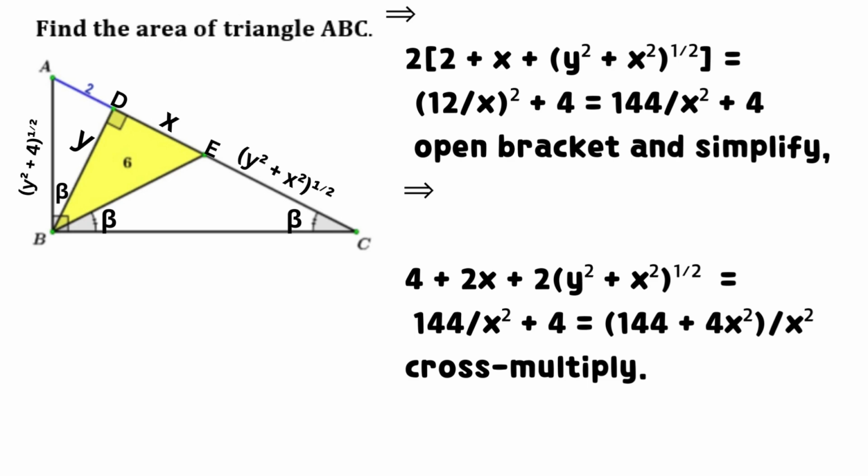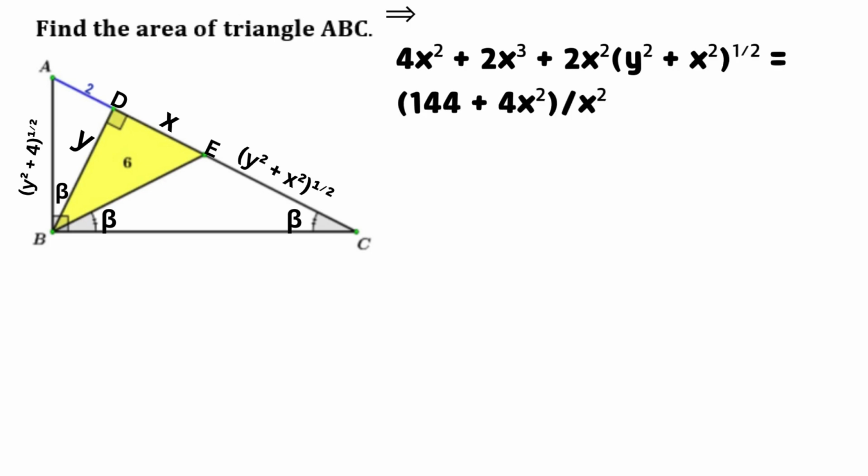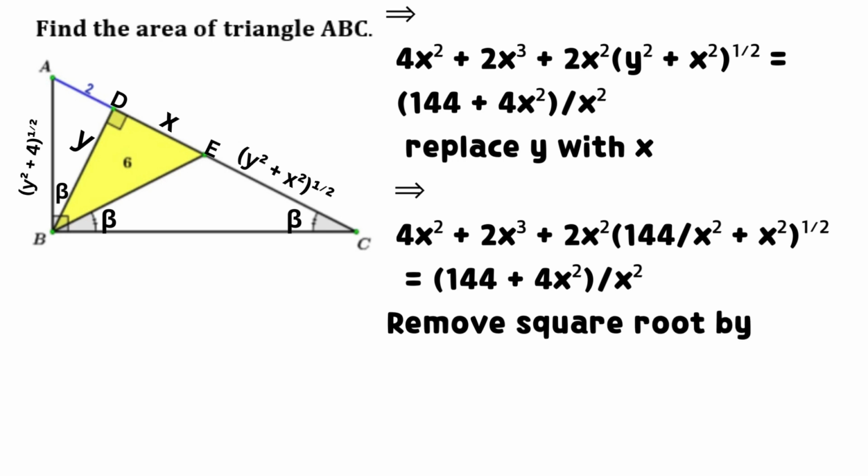Cross-multiply. It implies that the sum of 4 times the square of x, 2 times the cube of x, and the product of 2, the square of x, and the square root of the sum of the square of y and the square of x equals the sum of 144 and 4 times the square of x, all divided by the square of x. Replace y with 12 over x and we obtain an equation as shown on the screen. Remove the square root by squaring the equation.